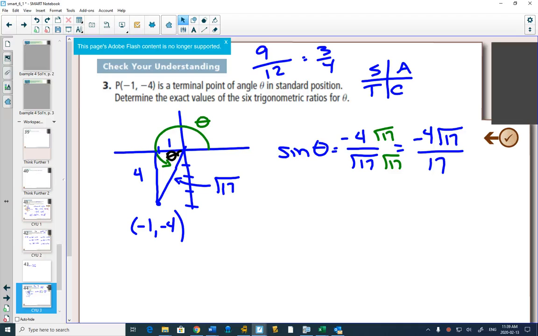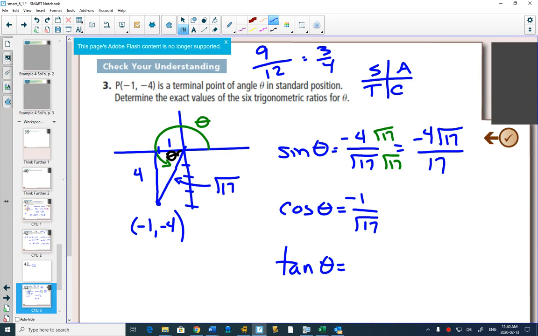We did sine of theta. We can do cos of theta. Cos of theta would be adjacent over hypotenuse. It's in quadrant 3, and it will be negative. Tan of theta is opposite over adjacent, and it's in quadrant 3, so it'll be positive. And you could leave it as 4 over 1. You could write just 4. That would be fine as well. Those are the 3 primary ones.